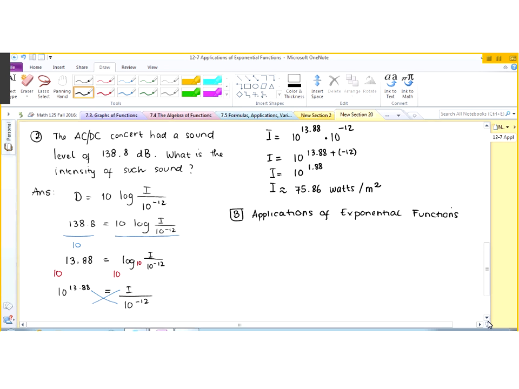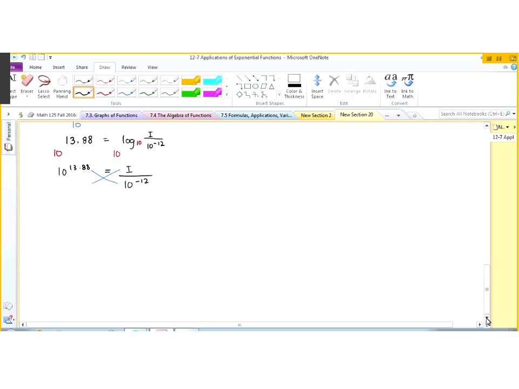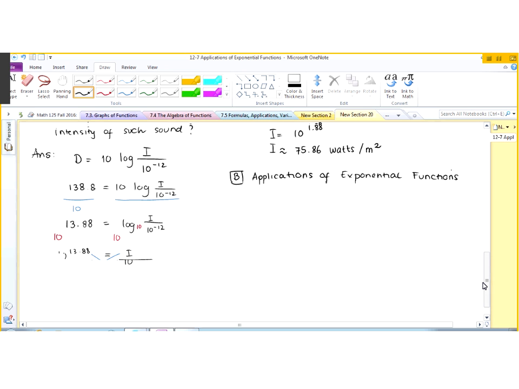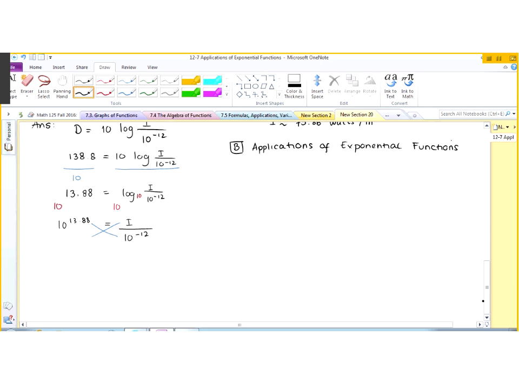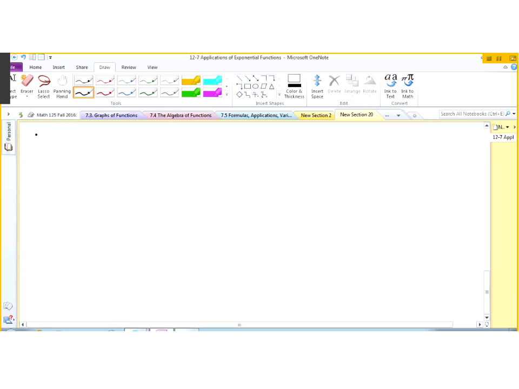Okay, so let's talk about the interest. Yes, the interest, compounded interest. So I'm going to do it here. I wrote applications of exponential function, but I actually need a new page. Are you guys ready? Yes. So the first one is B1, compounded interest.